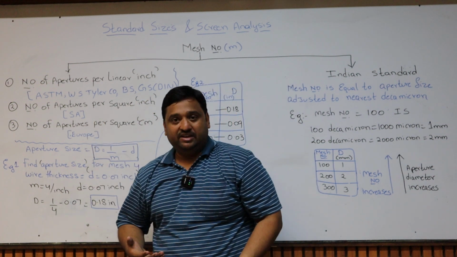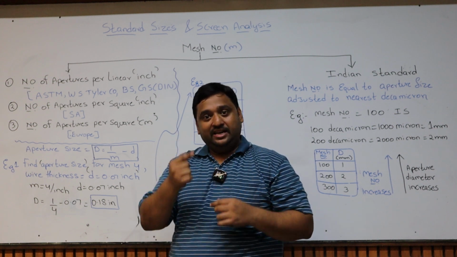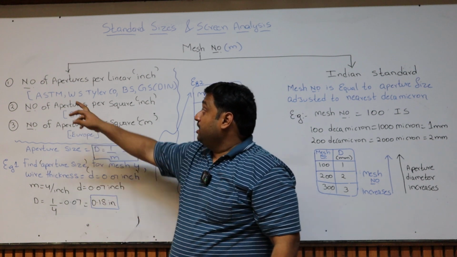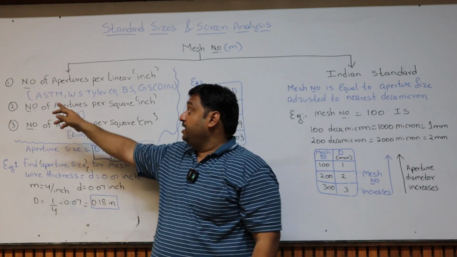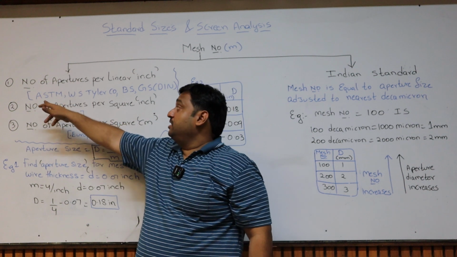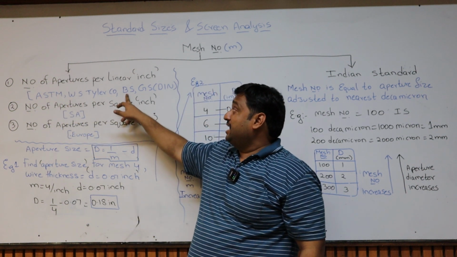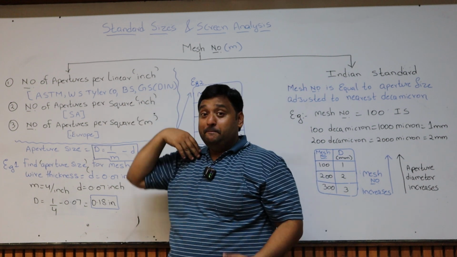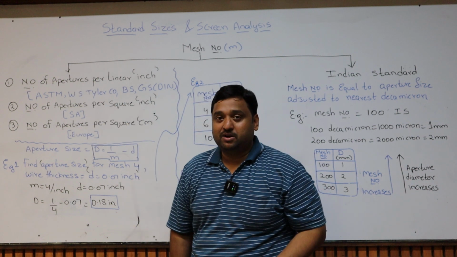As I just discussed, the mesh number is the number of openings per linear inch, or per square inch, or per square centimeter. The number of apertures per linear inch is followed by the ASTM standards, Taylor series, British standards, and German standards, which is DIN. All these standards make the screens as per the definition given: number of apertures per linear inch.